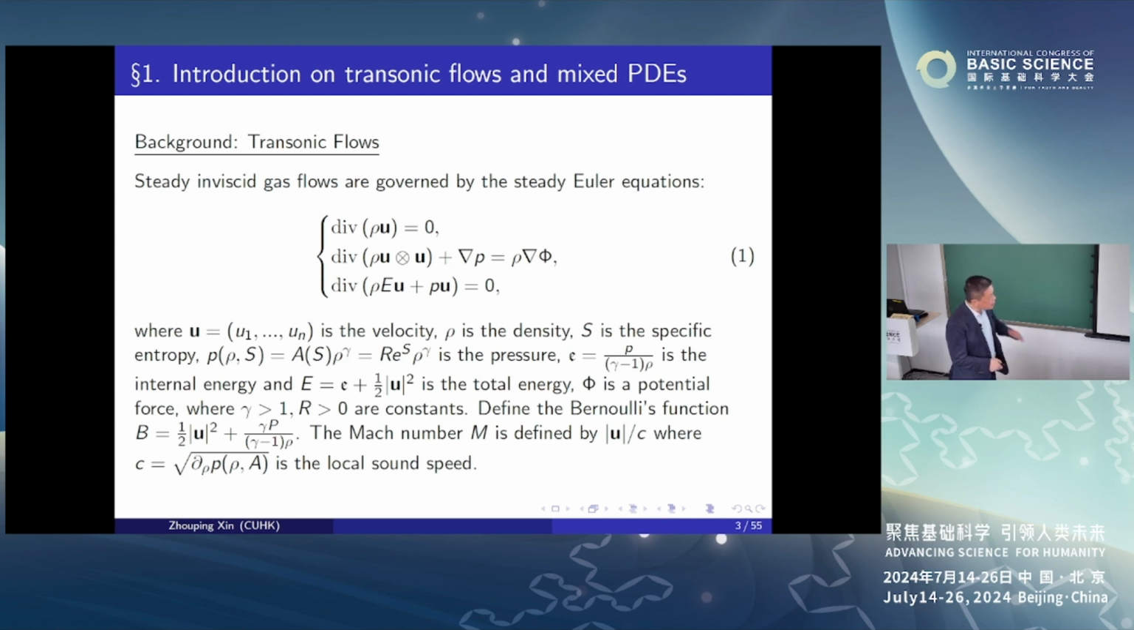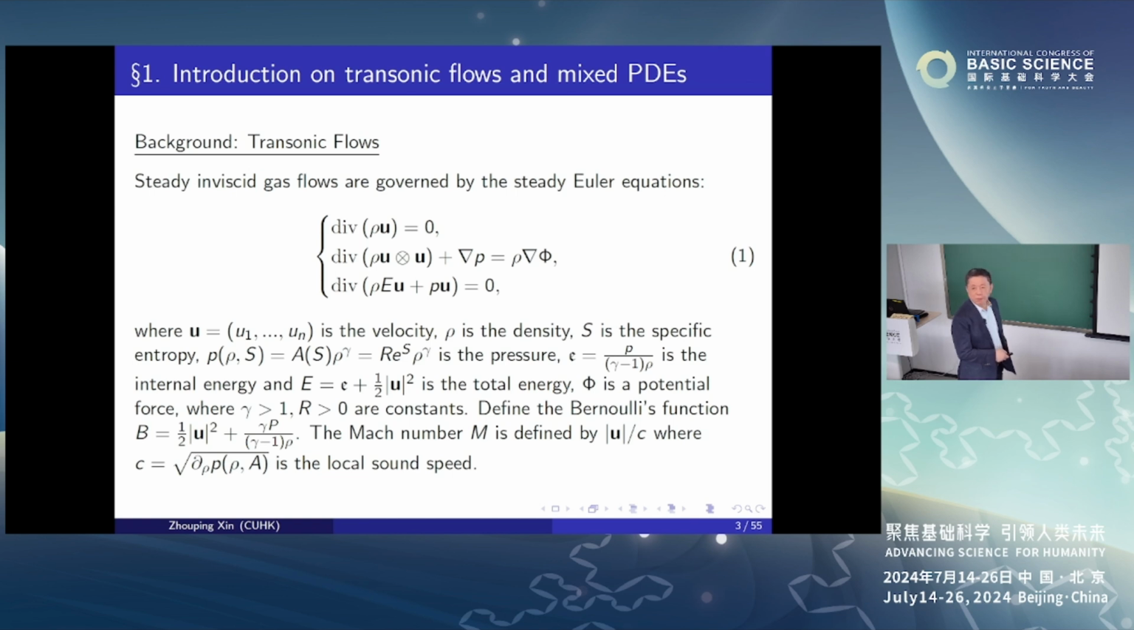Okay, so I use the same terminology. The pressure is a function of entropy, and it's a polytropic density. So this S is the entropy, and the capital E is the total energy, the internal energy plus the kinetic energy. Phi is the potential of the external force. And in my discussion, here I should add a phi there also.